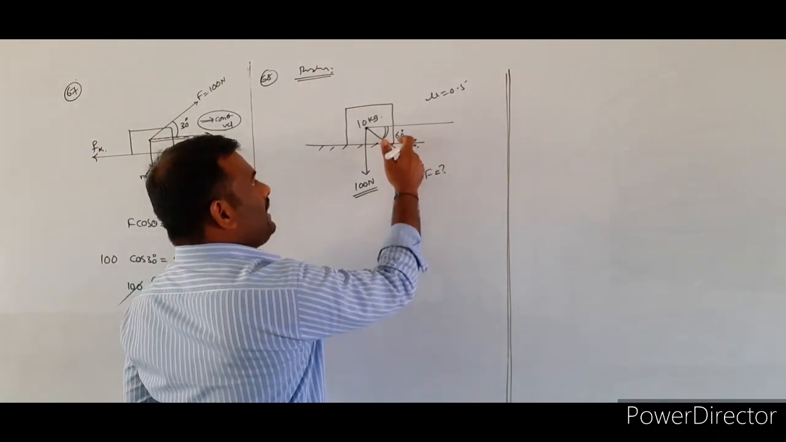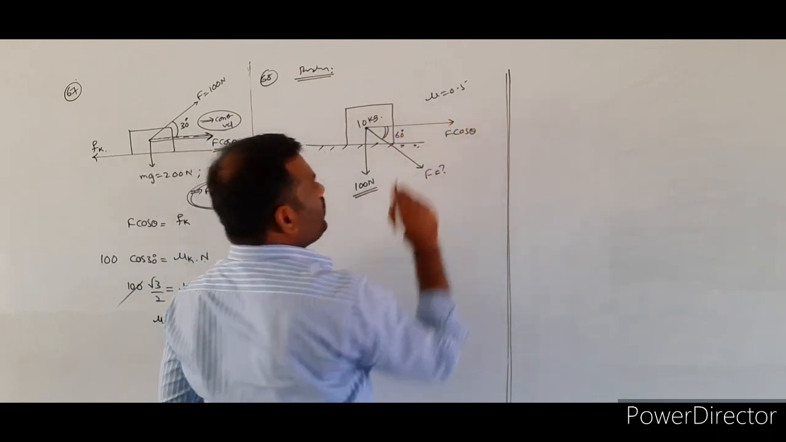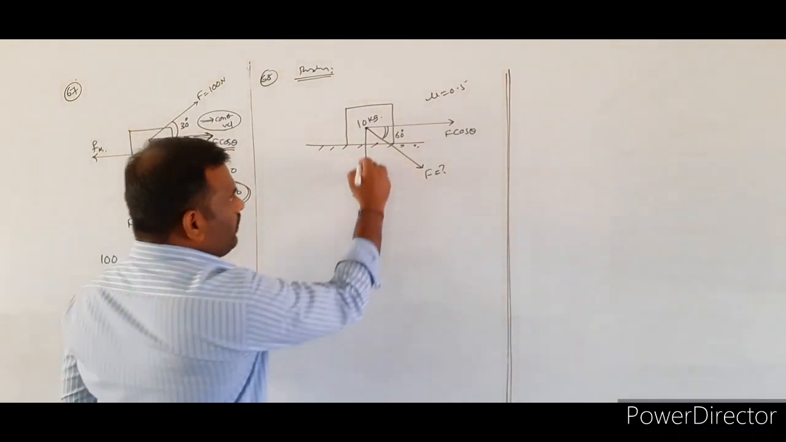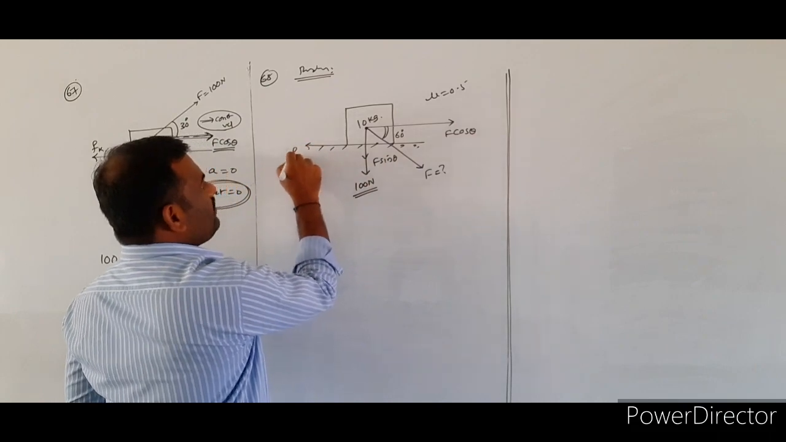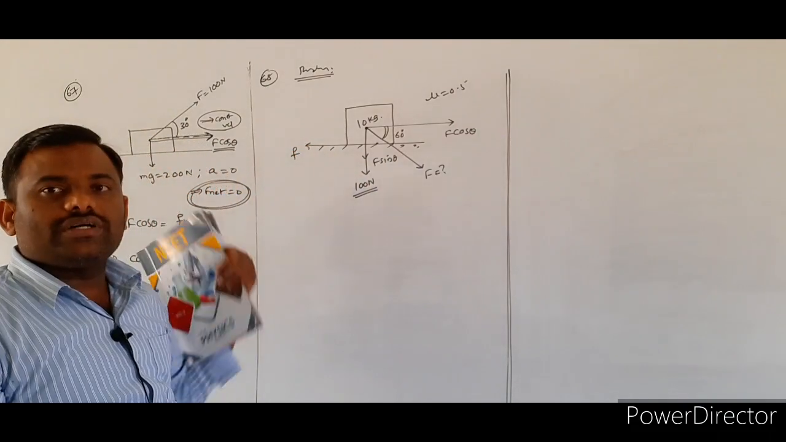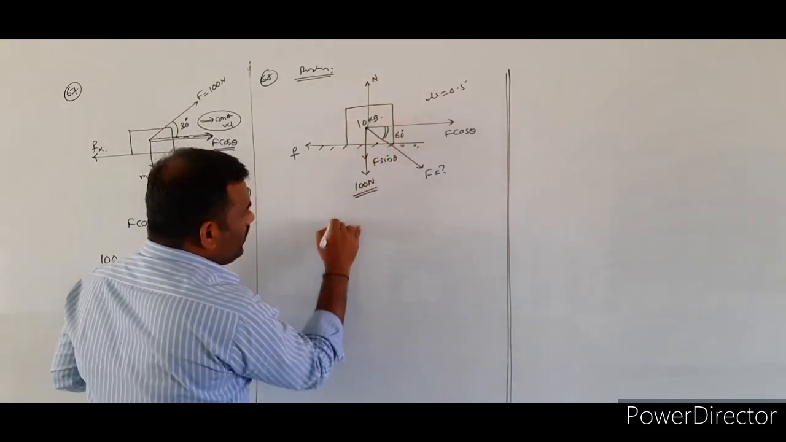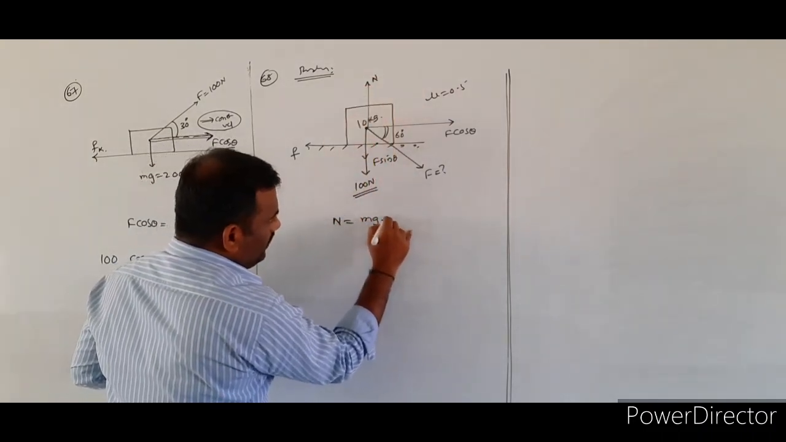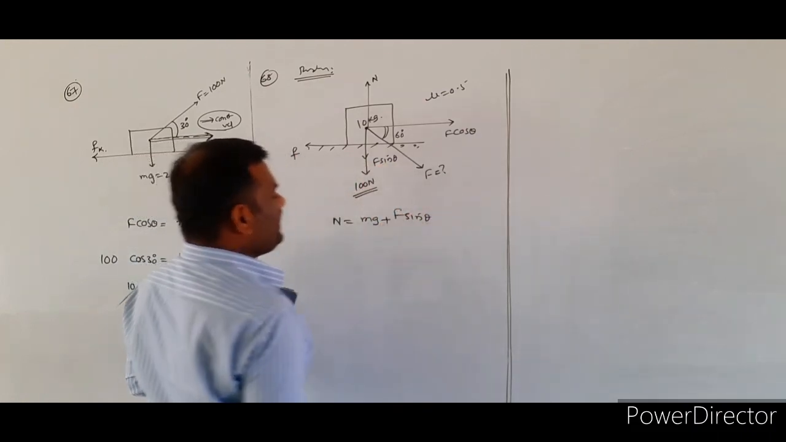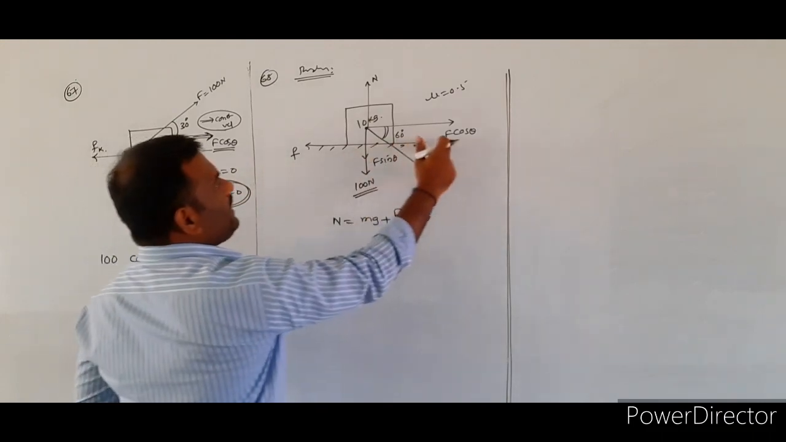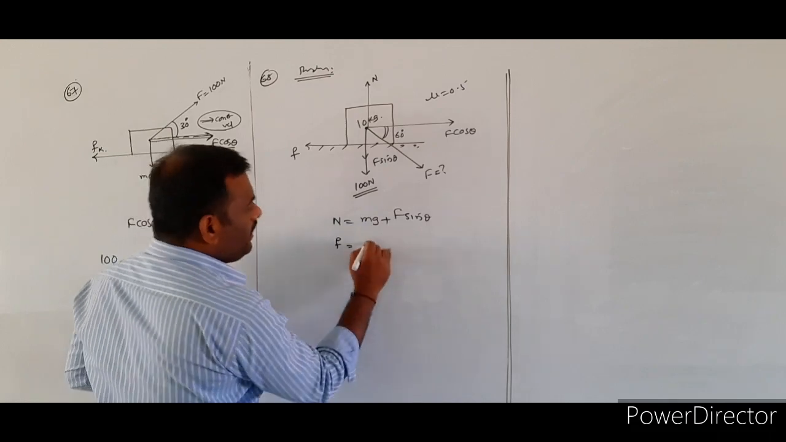If F is making an angle of 60 with the horizontal, component of the force is equal to F cos theta and vertical component is equal to what? F sin theta and frictional force will be acting in the towards left side direction. So, here what is the normal reaction value? Normal reaction value is equal to mg plus F sin theta. And frictional force value will be balanced by the F cos theta. So, frictional force will be balanced by F cos theta.